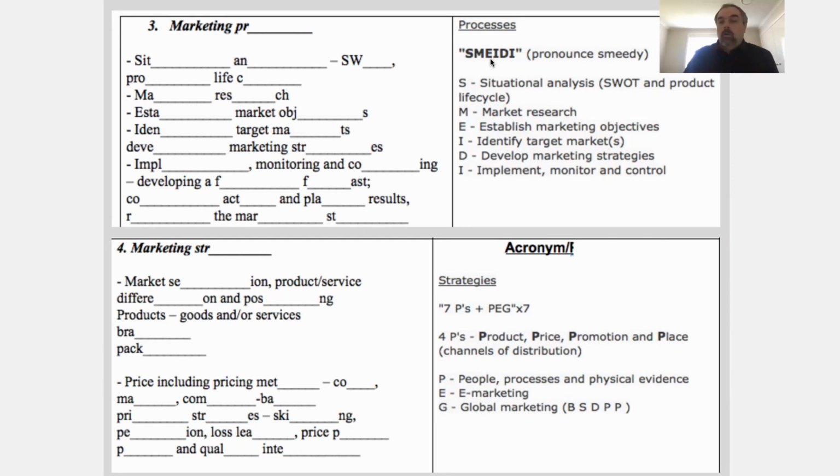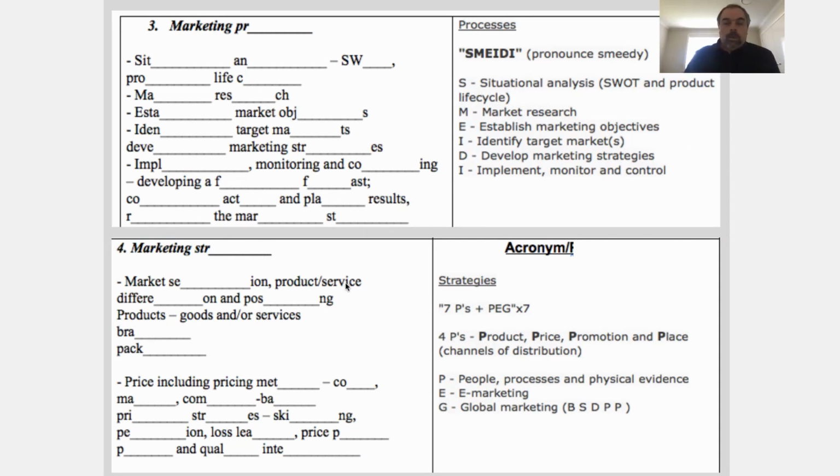Okay. On the right-hand side would be your acronym or mnemonic. So here we've got our SMEDI, so that matches up. So the idea is you're working away. If you forget, you have a look at your acronym or mnemonic that you might have, and then you go back and complete the syllabus there.